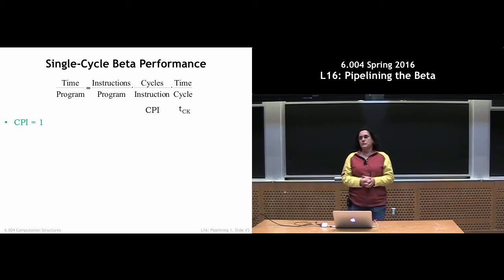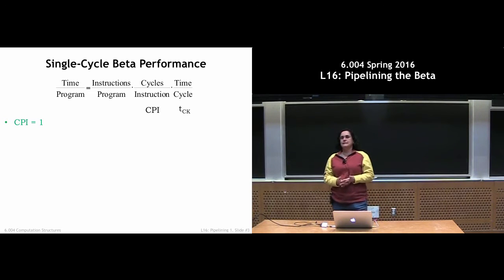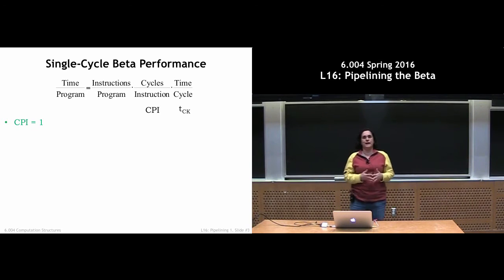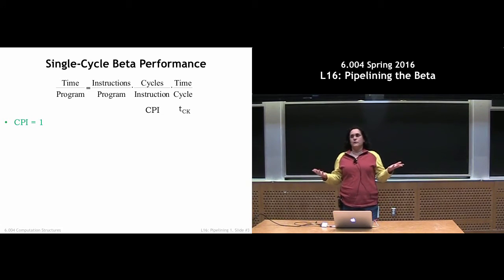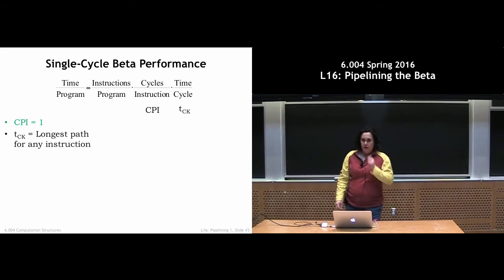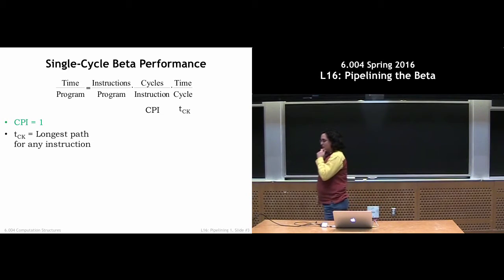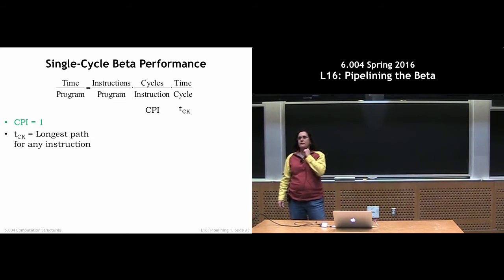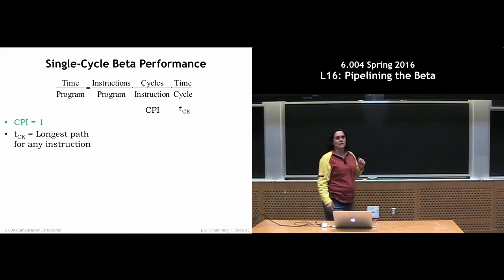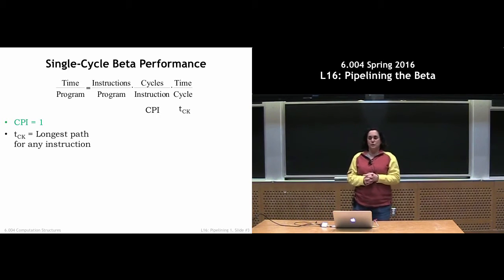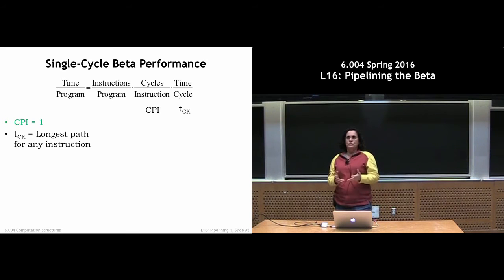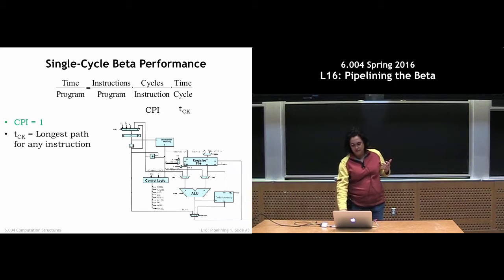So what we want to do is try to lower T clock. We want to make our cycle time faster. And how do we do that? We do that with our old friend pipelining. Okay, so before we start to pipeline, let's think about, in an unpipelined case, what is our T clock controlled by? It's controlled by the longest path for any of your instructions.